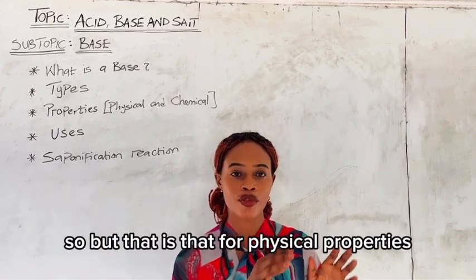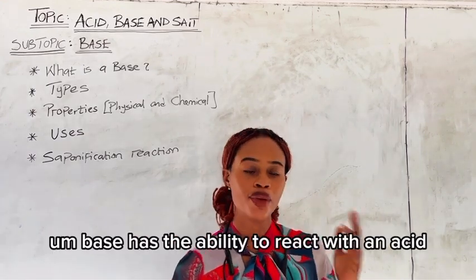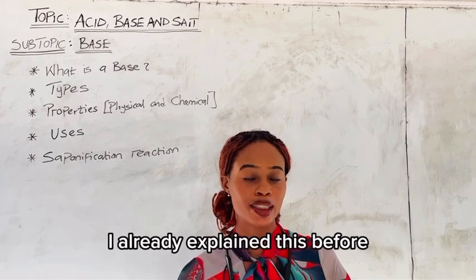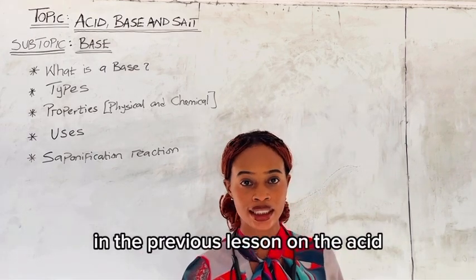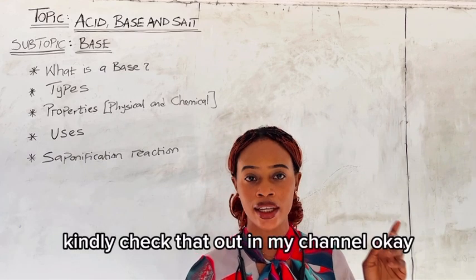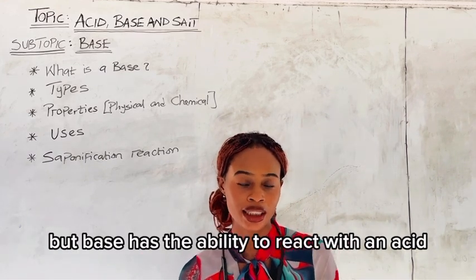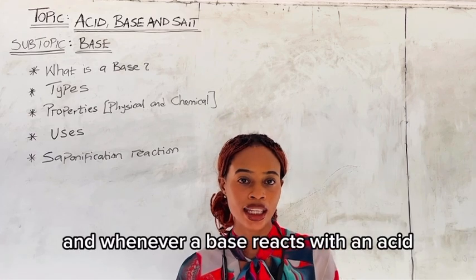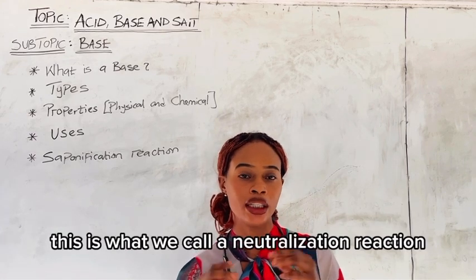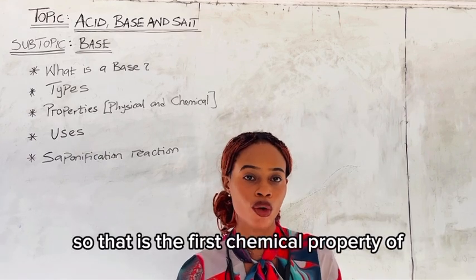So that is it for physical properties. Now, when we're talking about chemical properties, base has the ability to react with an acid. I already explained this before in a previous lesson under acid. Please, if you are yet to watch that video, kindly check it out on my channel. Whenever a base reacts with an acid, salt and water are formed. This is what we call a neutralization reaction. So that is the first chemical property of a base.